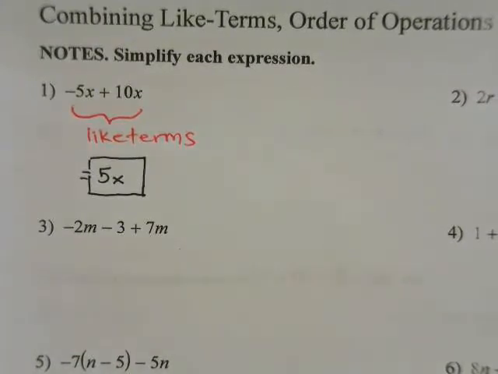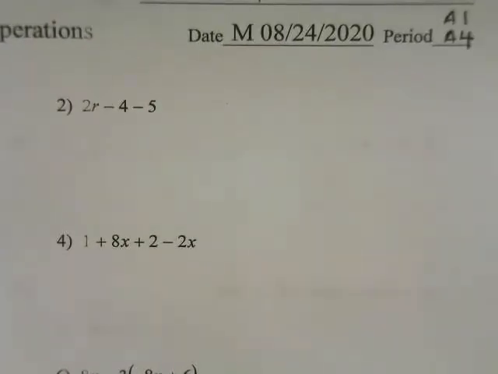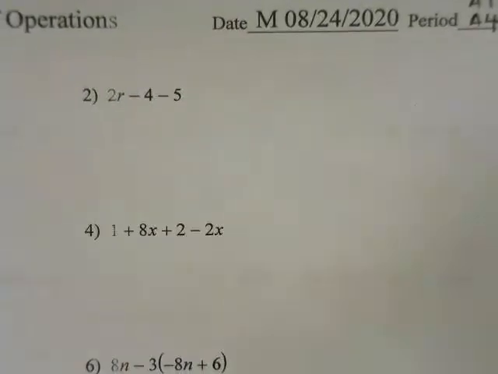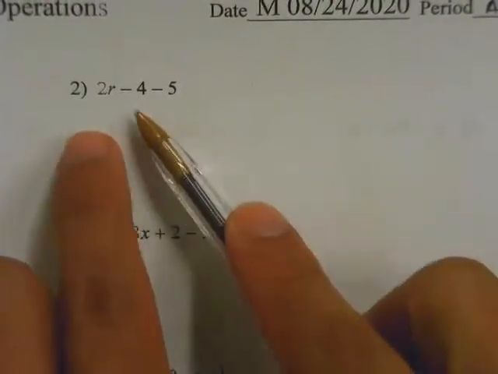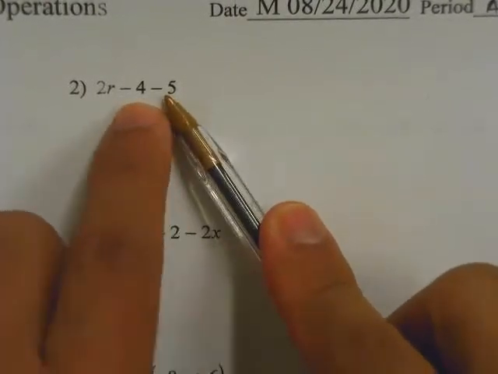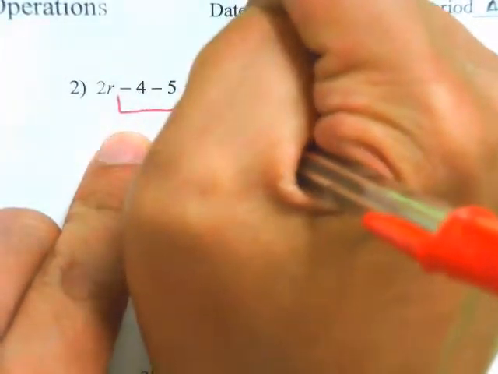Okay, let's move on to number 2. So really now we have 3 terms here. We're going to try to figure out which ones are like terms. Well, this first one has a variable, and these 2 do not have variables. These are just pure numbers. So these 2 over here are like terms, and we're going to combine them.